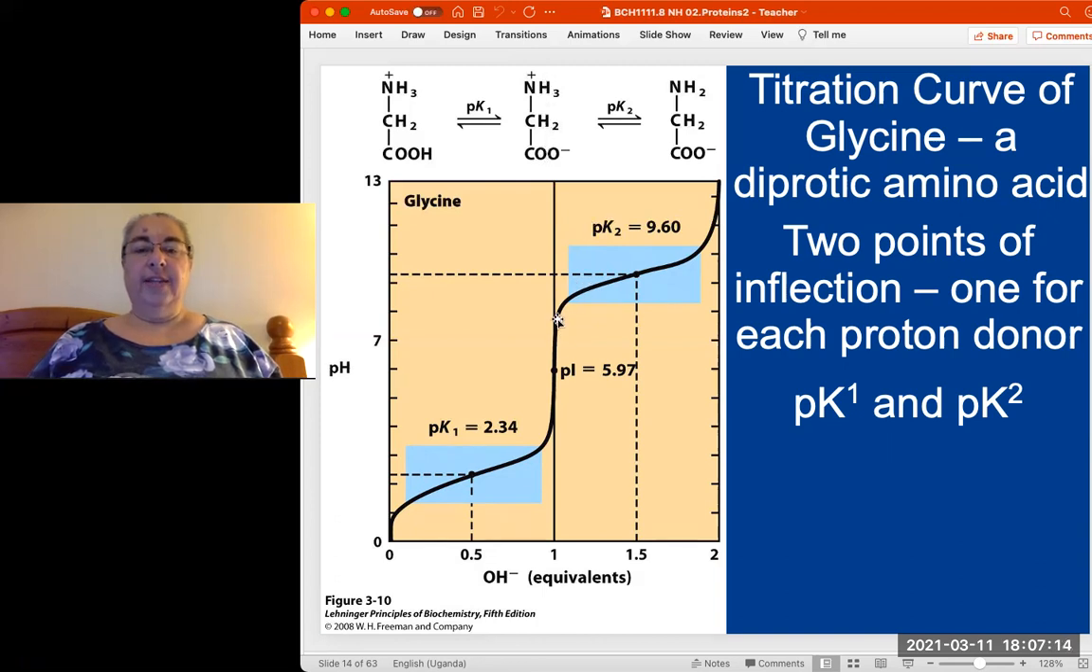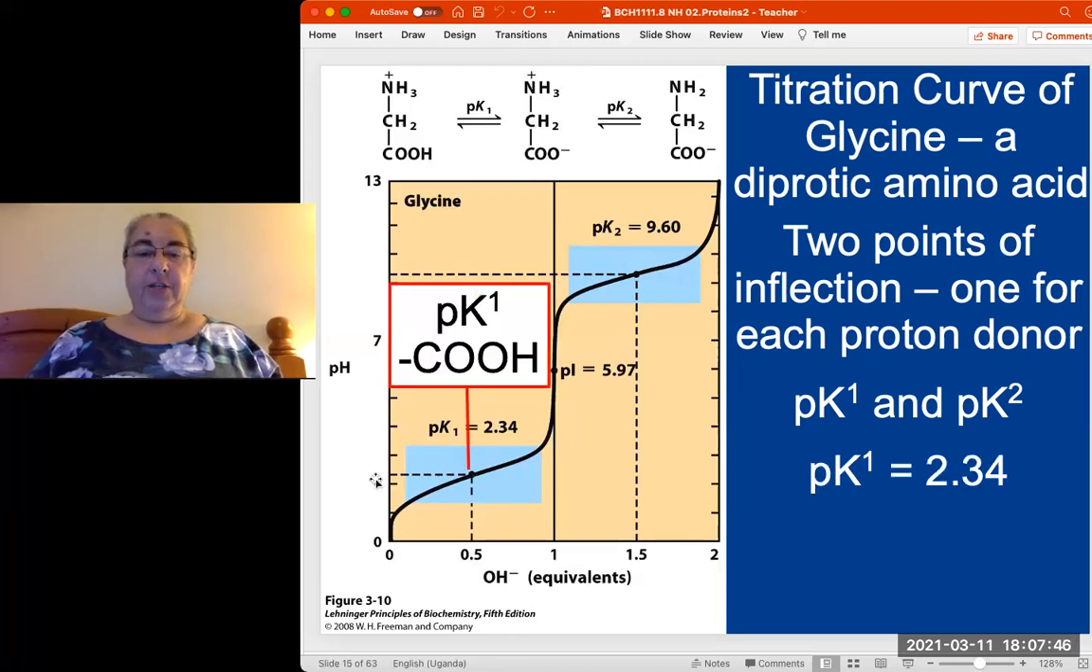And then again, as the pH is increasing to basic to alkaline pHs, we lose the second proton from the amino group. So we go from NH3 to NH2. Okay, so 2 pKs shown by 2 points of inflection of the curve.